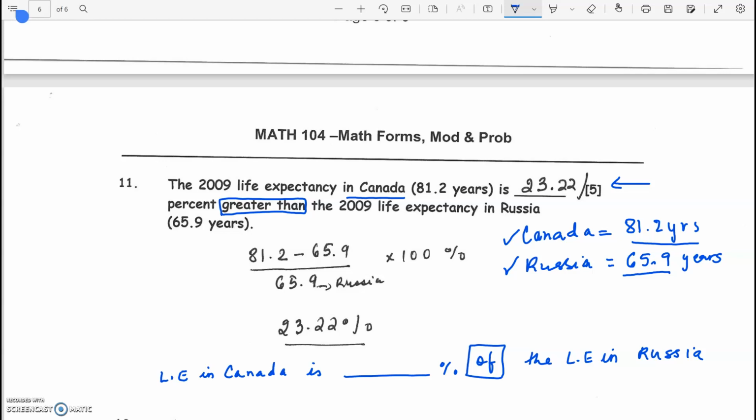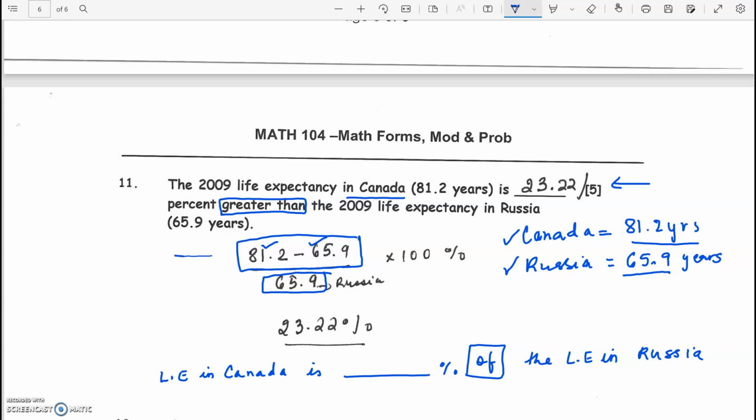So how do we deal with solving a problem like this? What we do is just remember what we are comparing the life expectancy of Canada with. We are comparing the life expectancy of Canada and writing it as a % greater than that of Russia. So your denominator will be the life expectancy of Russia, because that's what we're looking at, the Canadian life expectancy. We're looking at it as a % of the Russian life expectancy. So since we're talking about greater than, we subtract the life expectancy of Russia from the life expectancy of Canada.